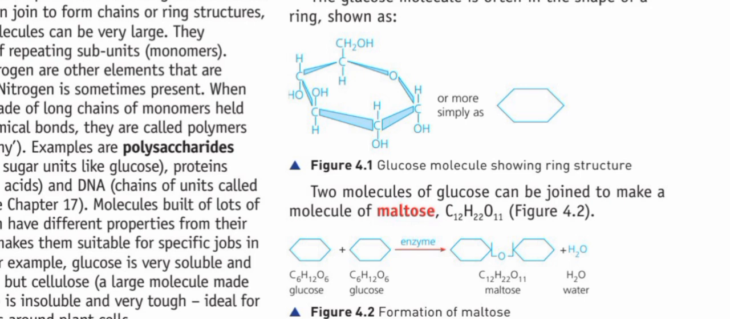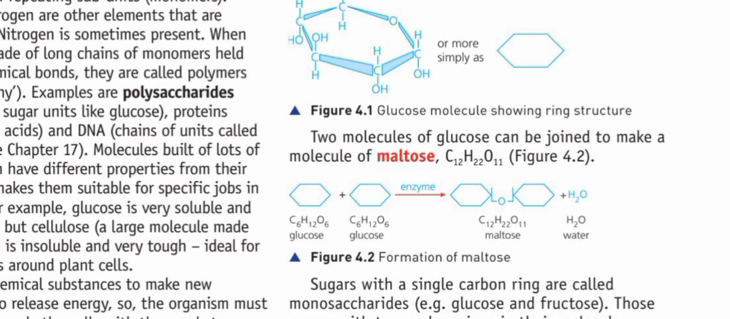Next is the formation of maltose. Two molecules of glucose can join together to form a larger sugar molecule that is known as maltose. The chemical formula of maltose is C12H22O11. When the two glucose molecules join, an enzyme helps the reaction. A chemical bond forms between the molecules. A water molecule is released. This type of reaction is known as a condensation reaction.